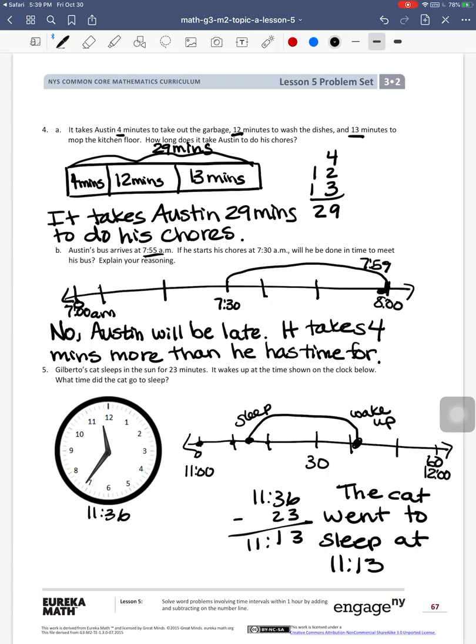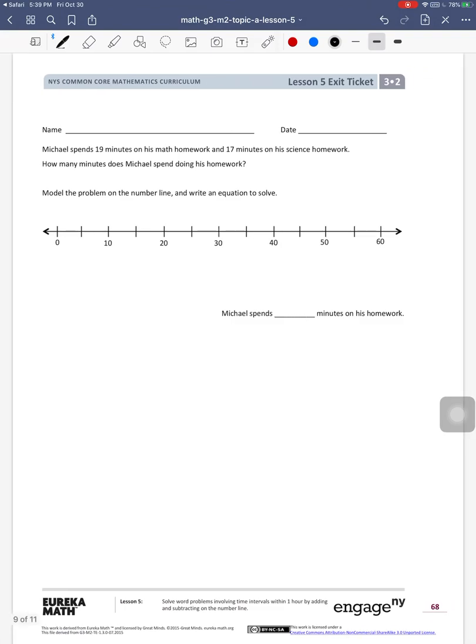All right, press pause, do your exit ticket, and then press play and check. Michael spends 19 minutes on his math homework and 17 minutes on his science homework. How many minutes does Michael spend doing his homework? Model the problem on the number line and write the equation below. Okay, so 19 minutes. 19 minutes is 1 minute before 20. So we're going to draw a dot here, right?